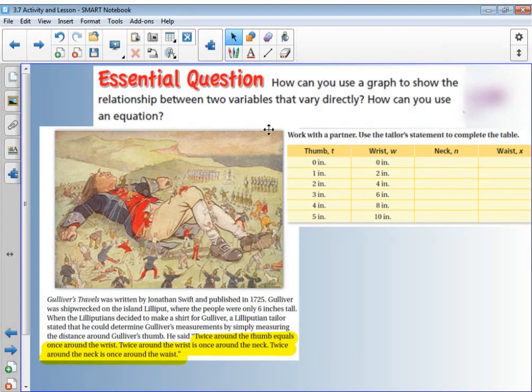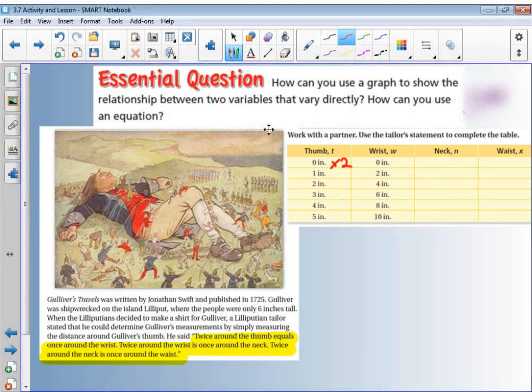Okay, so we have to understand those statements there to understand what we're going to be doing in our little table here. So you're going to work independently or with a partner to fill out this table. So we'll begin by discussing what they currently already have filled in. So here we've got twice around the thumb equals once around the wrist. So twice around the thumb. So if I know the thumb and I took that times 2, it's going to give me what the wrist size is. So 0 times 2 would give me 0.